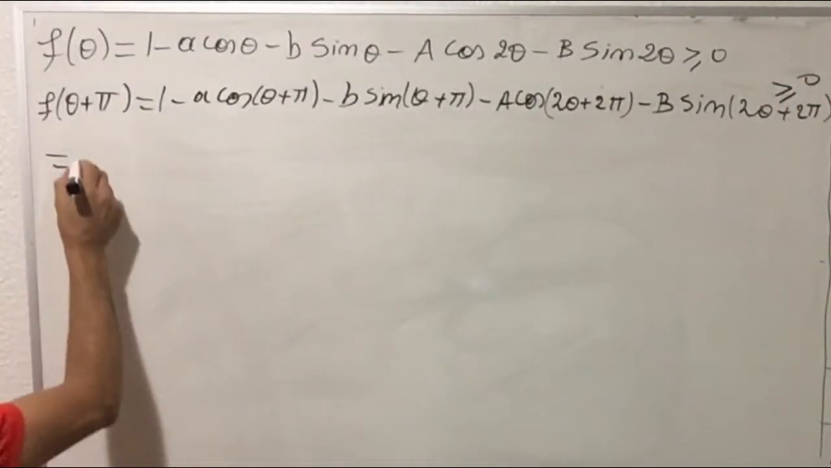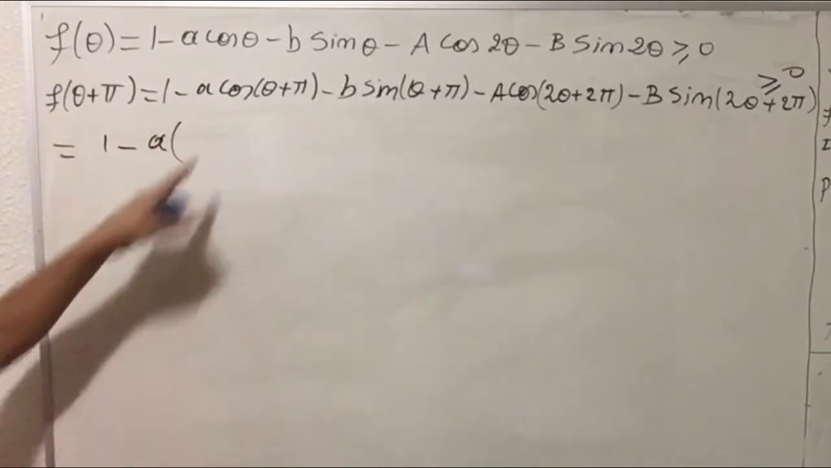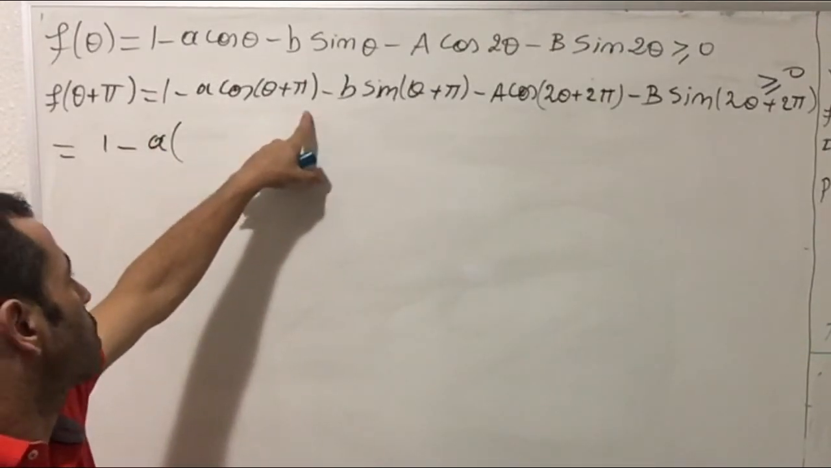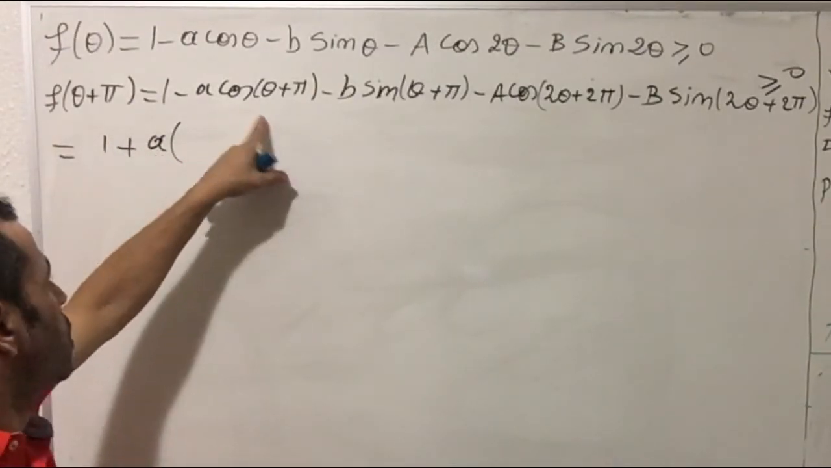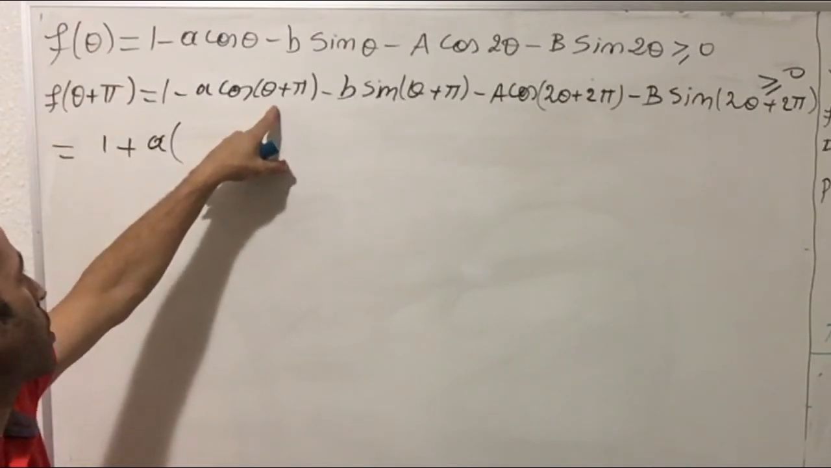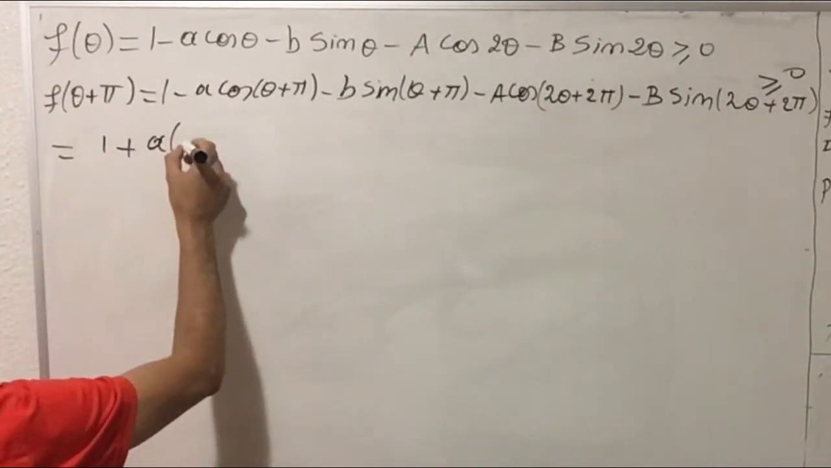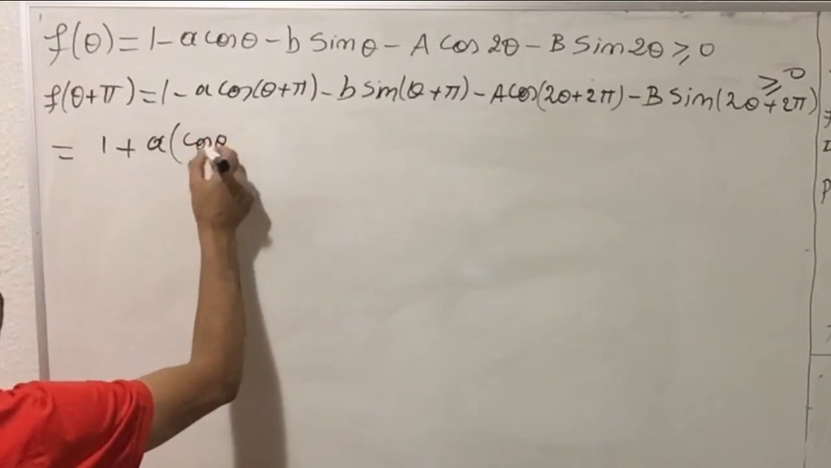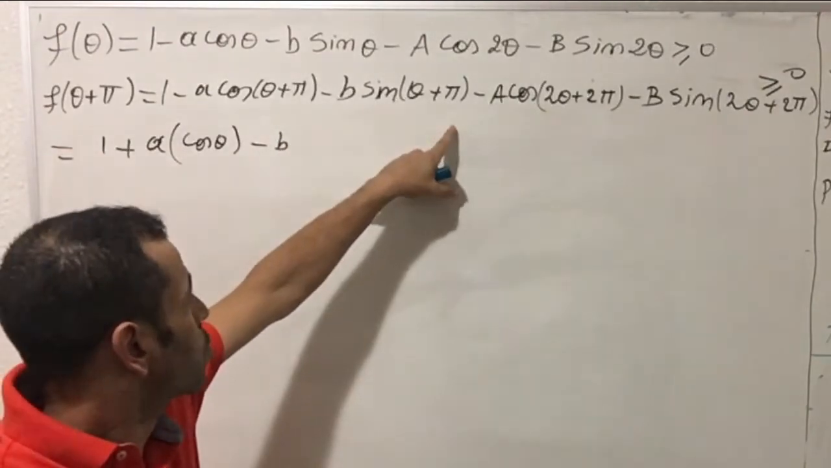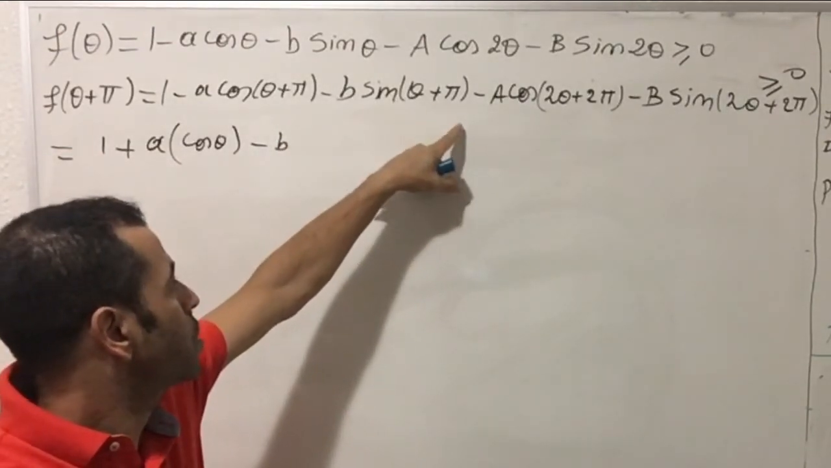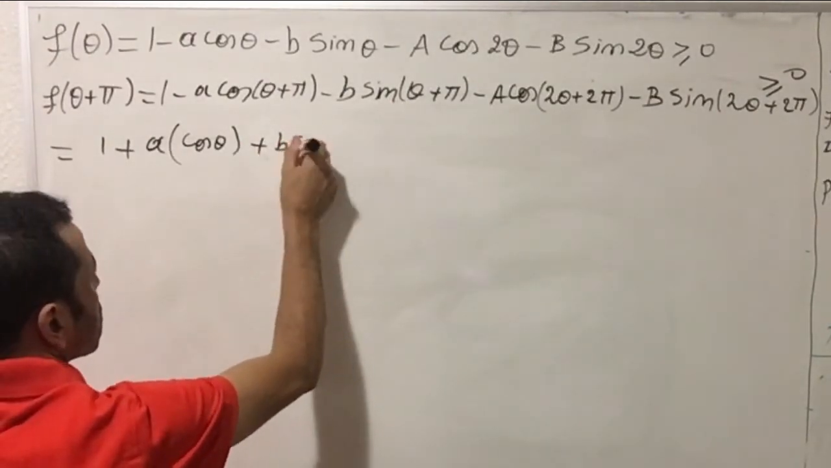So now I'm going to distribute this. I have 1 minus a cosine of theta plus pi, which is cosine theta multiplied by cosine pi, which is minus cosine theta. With this minus it becomes plus. The other term will be 0, because sine theta multiplied by sine pi equals 0. So I will have a cosine theta. Minus b sine theta multiplied by cosine pi, which is minus 1. With this minus, it becomes plus sine theta.